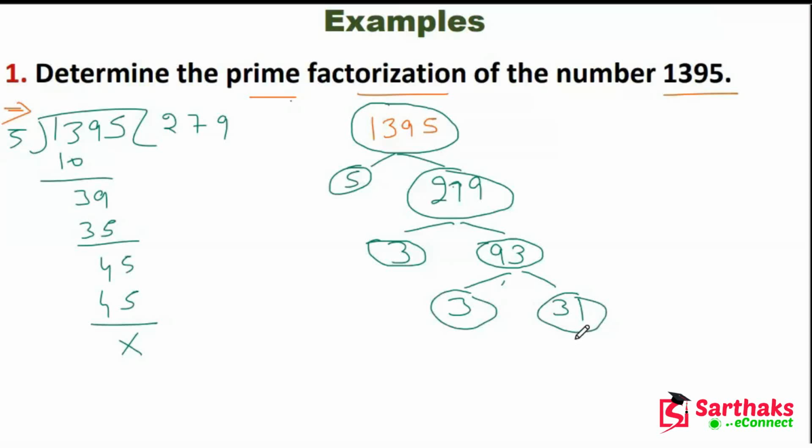Now we have 31. 31 is a number which cannot be divided by any other number, so this is a prime number. Now 1395 can be expressed as a product of prime numbers: 5 into 3 into 3 into 31. I hope you got this point.